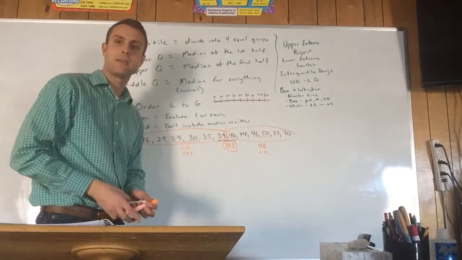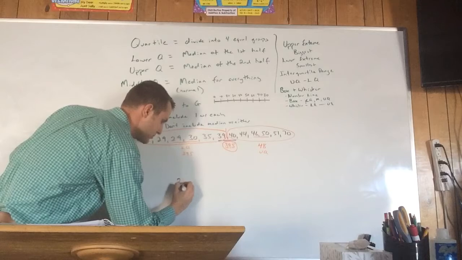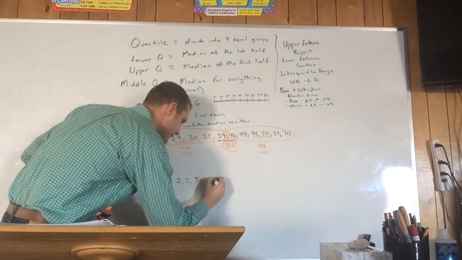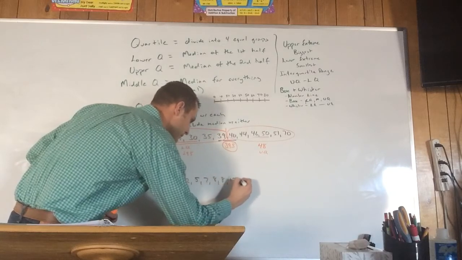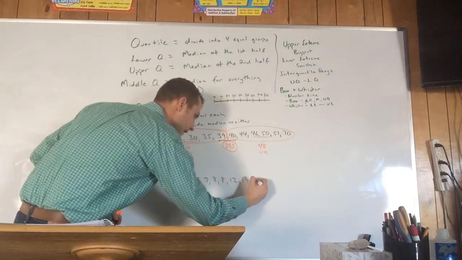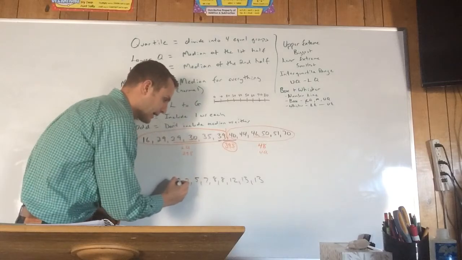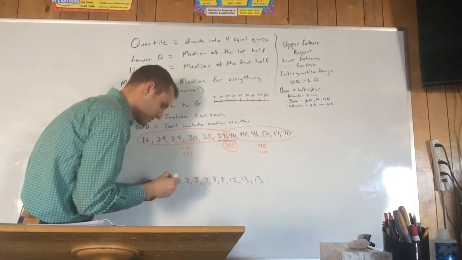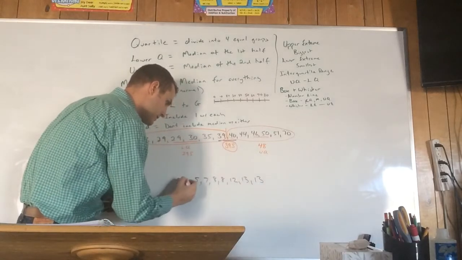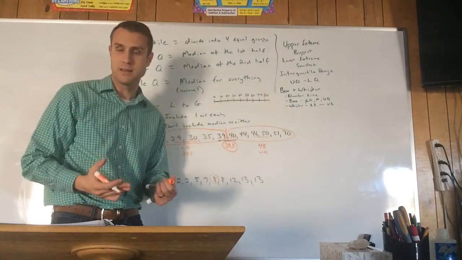What about if there is an odd number of numbers? Let's say, for example, I have 2, 2, 5, 7, 8, 8, 12, 13, and so on, 1, 2, 3, 4, 5, 6, 7, 8, and 13. I have 9 numbers. Remember, when I have 9 numbers, I only have 1 number in the middle. In this case, the number in the middle is the 8, after counting 1, 2, 3, 4 on each side. So that is my median.